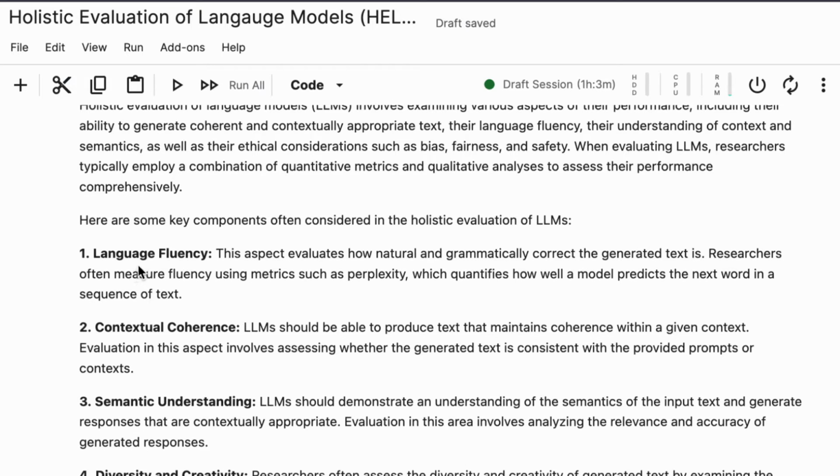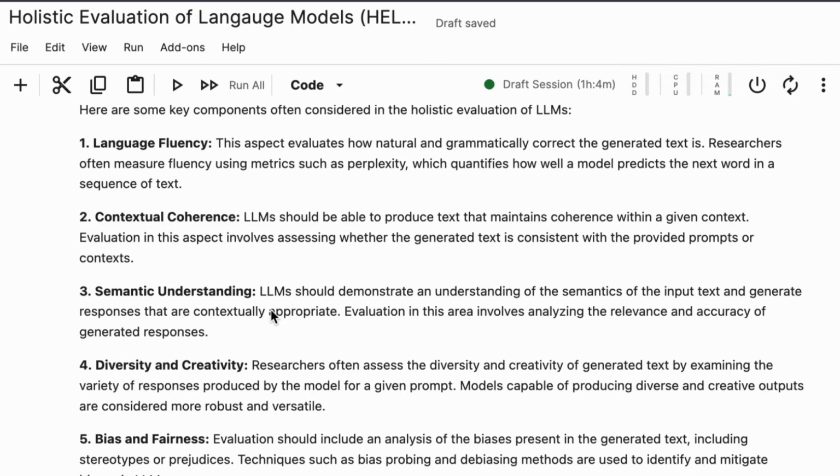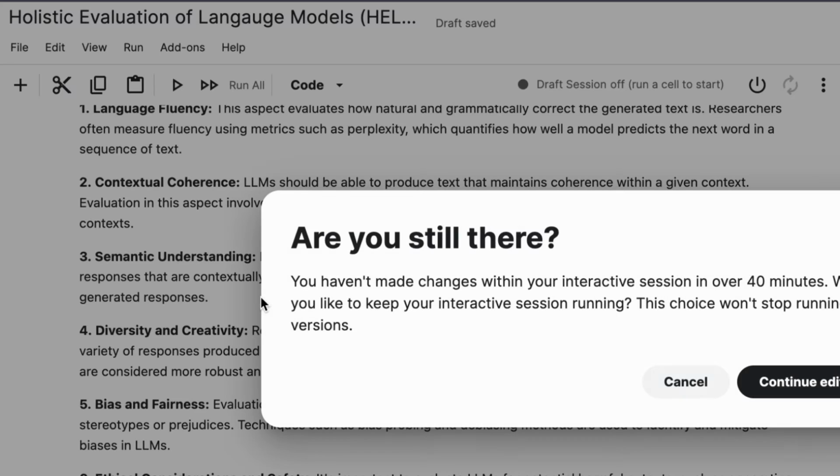The first aspect is language fluency, that is, how natural or grammatically correct your generated text is. Then contextual coherence, which shows whether it maintains coherence with the given prompt or not. That's where most of the hallucinations come from. Then we have semantic understanding. Your large language model should understand the grammar and all the semantic meanings of the words of that language as well.